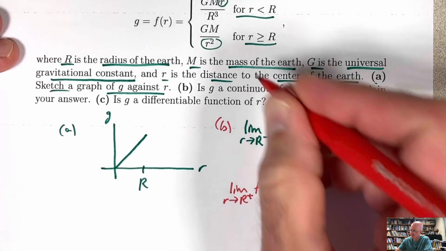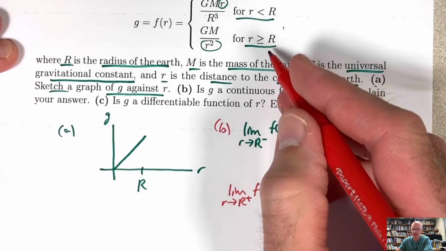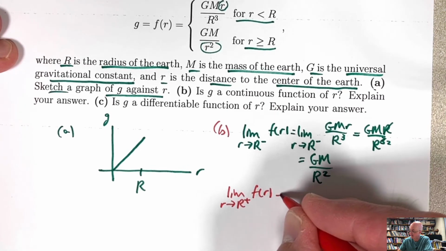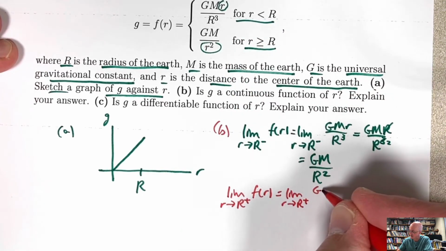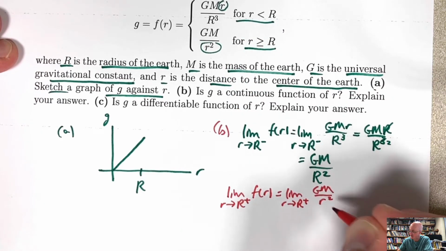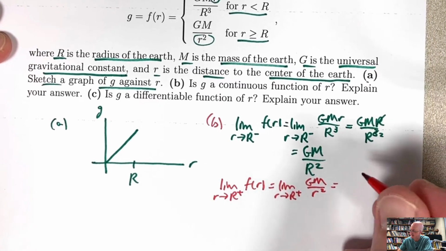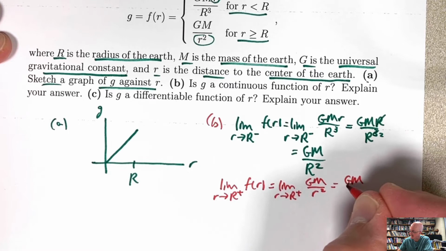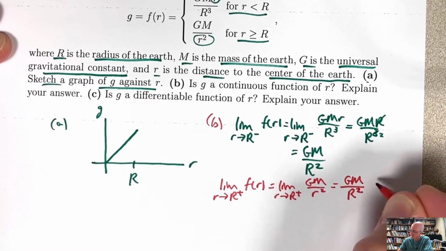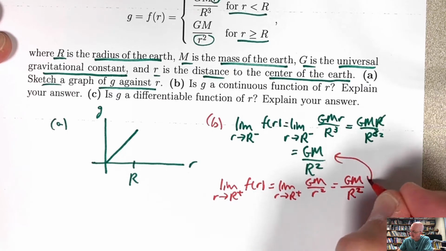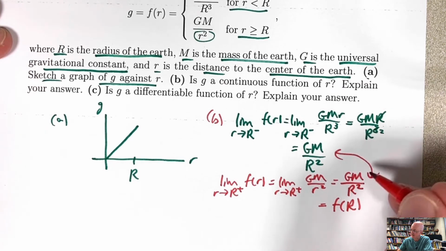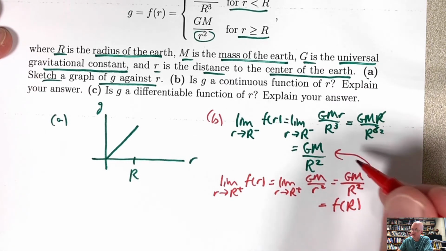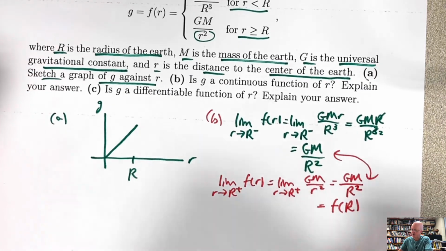We need to use the second formula here because that's what's valid when little r is greater than capital R. So we go ahead and plug in that formula, capital G times capital M over little r squared. That expression in and of itself is a continuous function of little r. You can evaluate the limit by plugging in little r equals capital R, and lo and behold, you get the same thing. And lo and behold, this is also the function value at capital R. The left and right-hand limits are the same. They're equal to each other. The two-sided limit exists and also equals the function value when you plug in little r equals capital R.